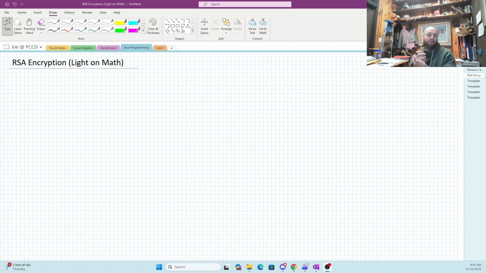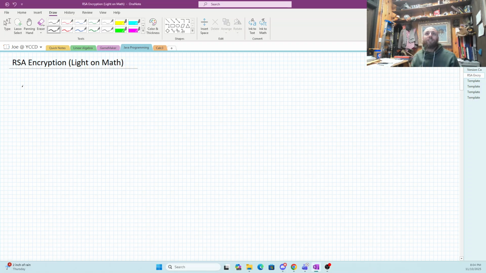All right, today we're going to get the RSA encryption algorithm, the kind of light on math version. There'll be a separate video that you can get the slightly heavier on math version. I promise, for anybody who hasn't had a fair bit of number theory, this may well feel heavy on math, but I promise this is the light on math version.